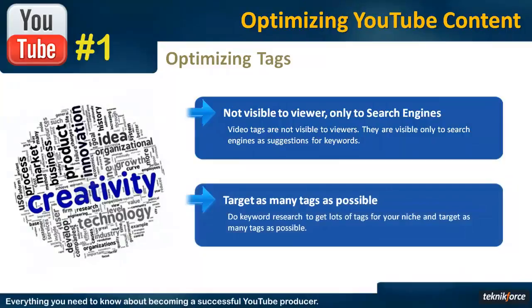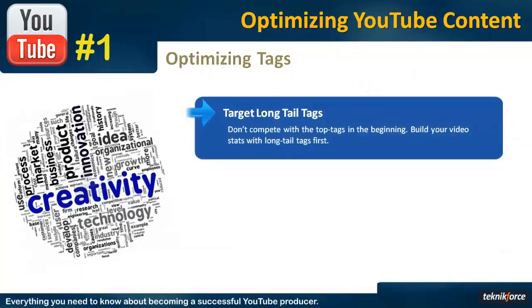In the tags, the best strategy is to target as many tags as possible. YouTube will give you about 500 characters, which is good enough to have about 15 to 16 tags, depending on the size of each tag that you're targeting. So make sure that you target all these 15-16 tags. I have found that very often people are targeting only 3 to 4 or maybe 5-6 tags, but they should make use of this opportunity and target as many tags as possible.